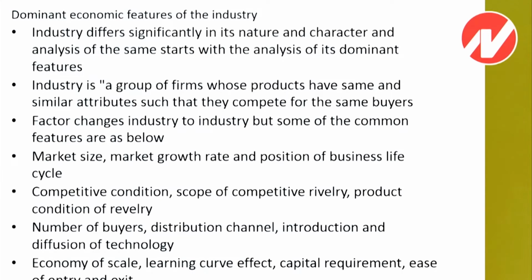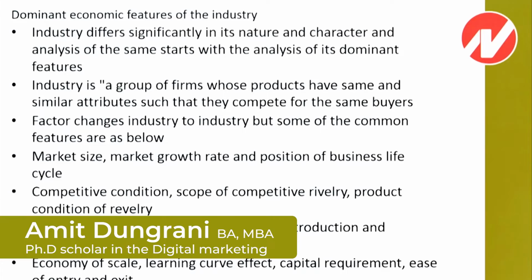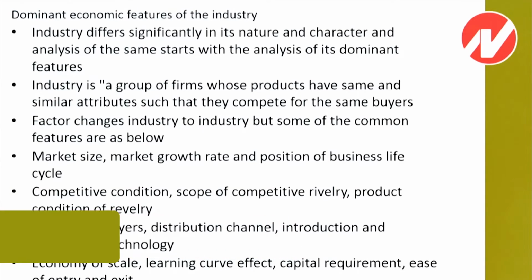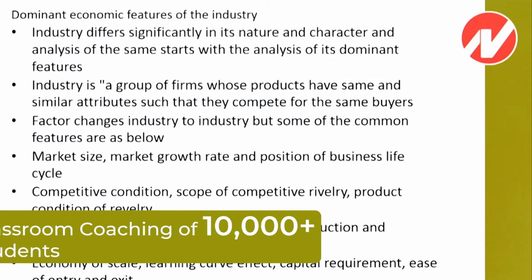So industry is a group of firm whose product have same and or similar attribute, such that they compete for the same buyer, same type of product. Factor changes industry to industry, but some of the common features are as below, and some of the common features which are going to be there in any industry are known as dominant economical feature, like market size, market growth rate, position of the business life cycle, कौन से life cycle introduction stage पे है या growth stage पे है या maturity stage पे है, decline stage पे है, कौन से stage पे है product the whole industry or business.